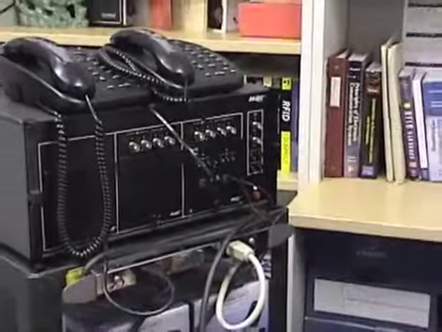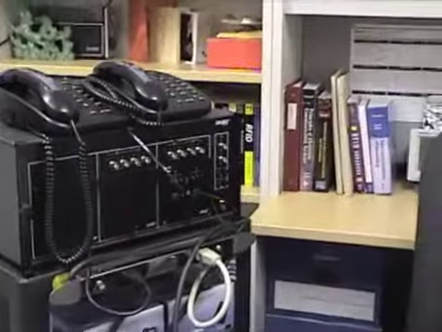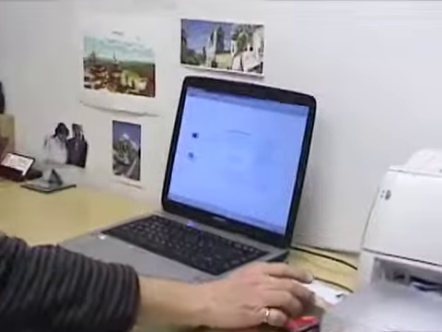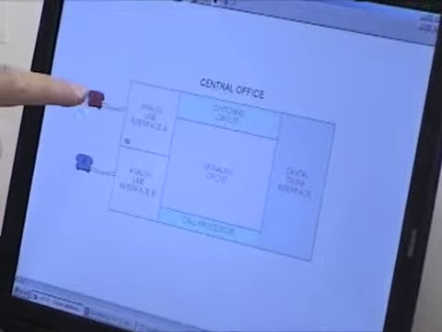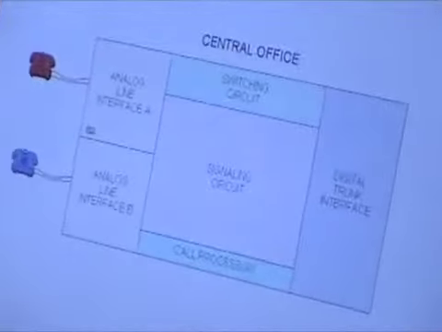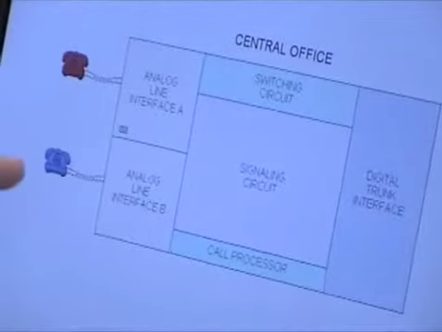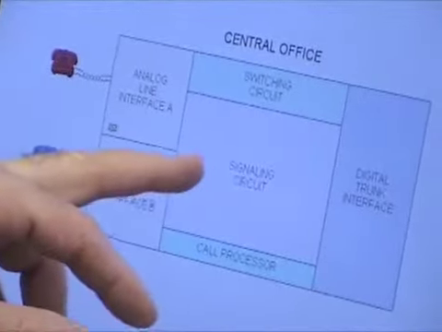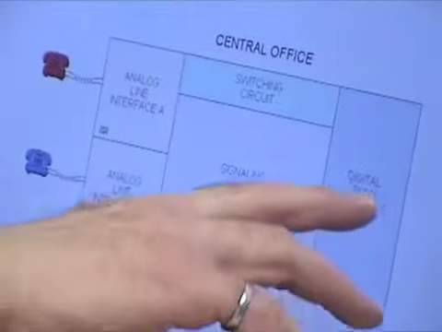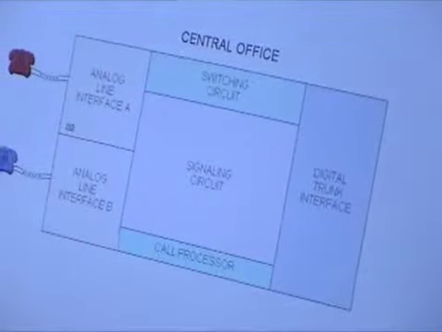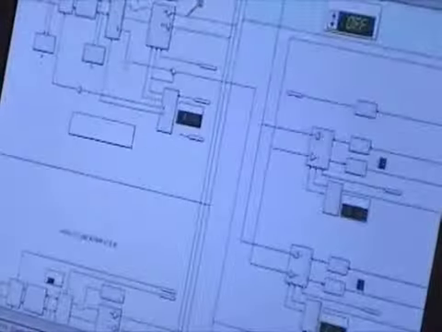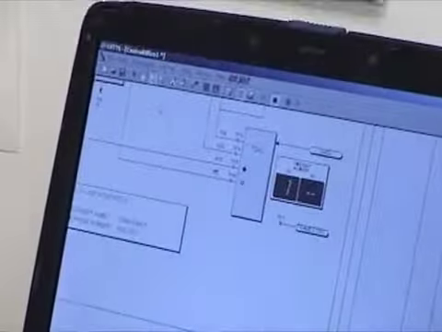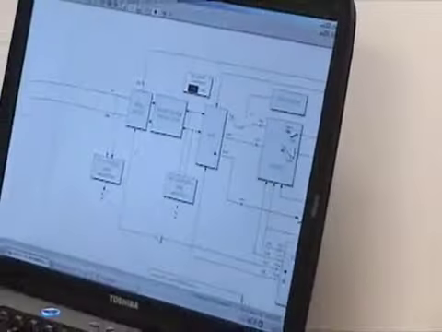call. And on the screen here is the software display of the LabVolt central office, and you can see it shows you that you've got the interface to the two telephones. The red phone is the first phone, and then the blue phone is the second phone, and then you've got your signaling circuit, and then your digital trunk interface. Now we can blow this up by using this control here, and in software it shows you in detail the interface to that first phone.